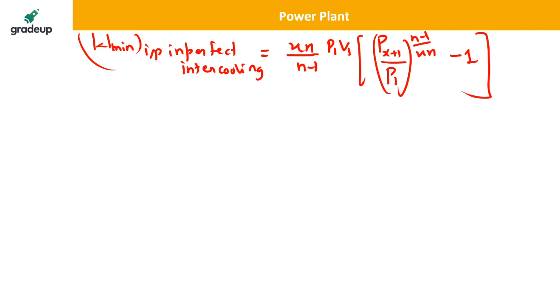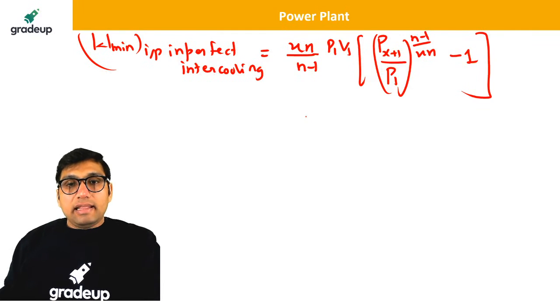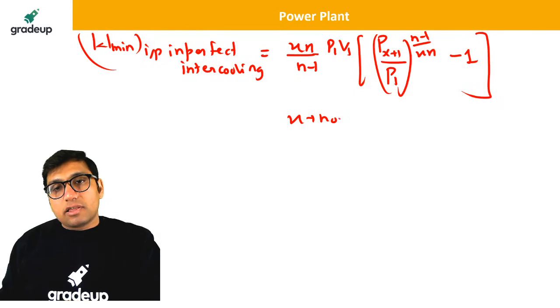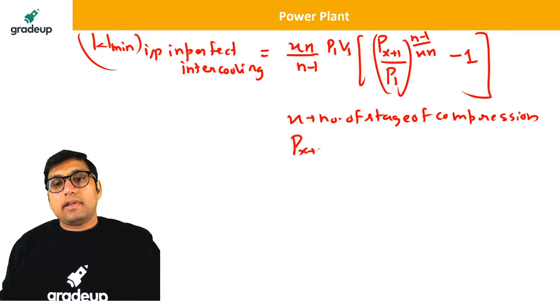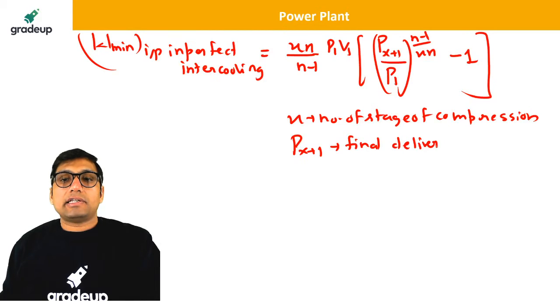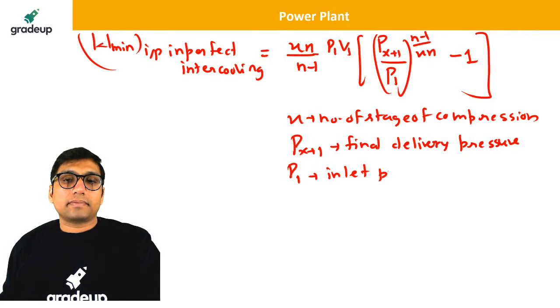So this is a direct formula for finding the minimum work input of compression for multi-stage compression. Clear everyone? In this, x is the number of stages of compression. P(x+1) is the final delivery pressure. P1 is the inlet pressure or suction pressure.